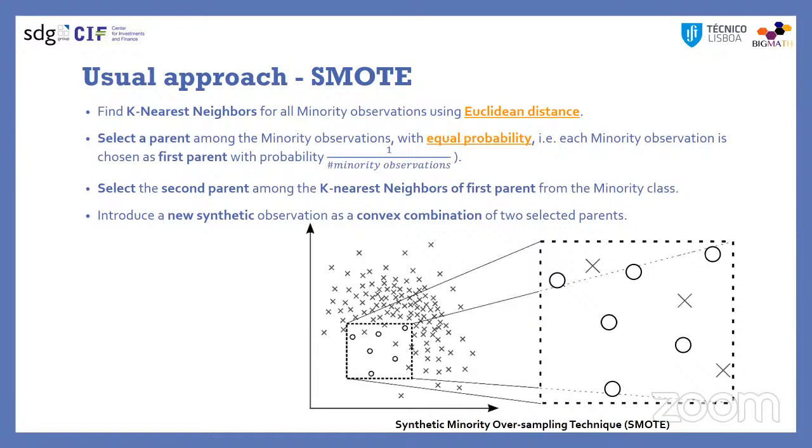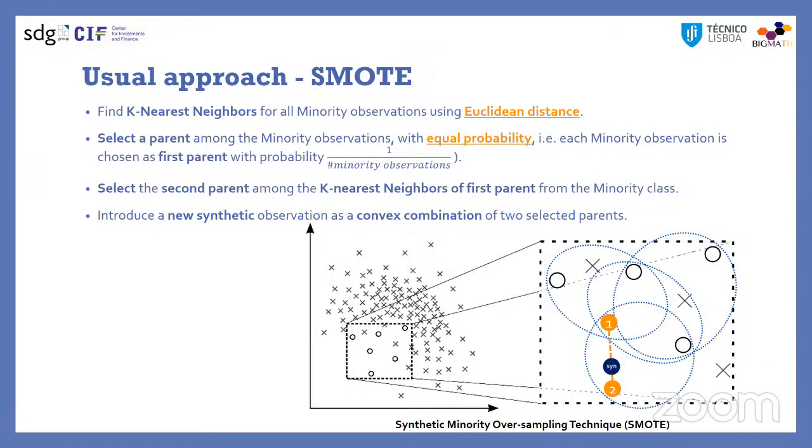And how it works: it finds the k-nearest neighbors for all the minority observations using the Euclidean distance, where the minority class observations are shown here with the circles. Then it selects the first parent among the minority observations with equal probability of choosing. Then it selects the second parent among the k-nearest neighbors of the first parent, and then introduces a new, synthetic observation using a convex combination of the selected parents, and the place where the new child would be placed comes from a realization of the uniform distribution.